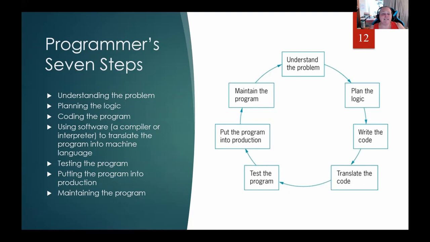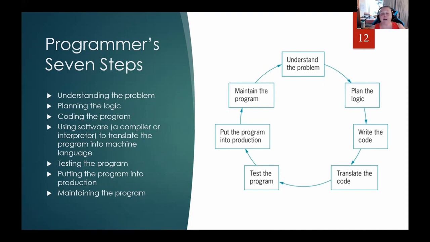The programmer's job can be broken down into 7 basic steps. This is called the program development cycle. And it's just that, a cycle of repetition. As you can see, there's no start and there's no end. Typically, we do start at the top of the circle, though, if it is a brand new project.